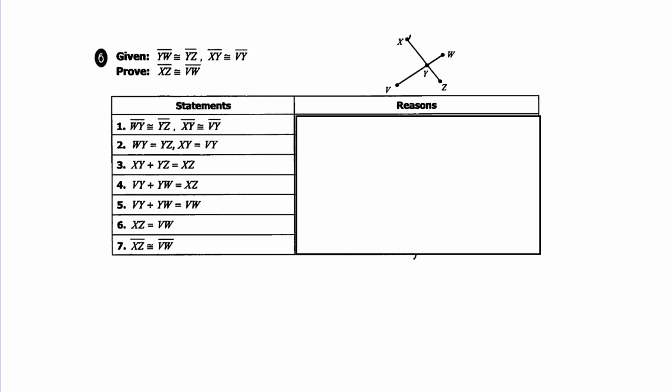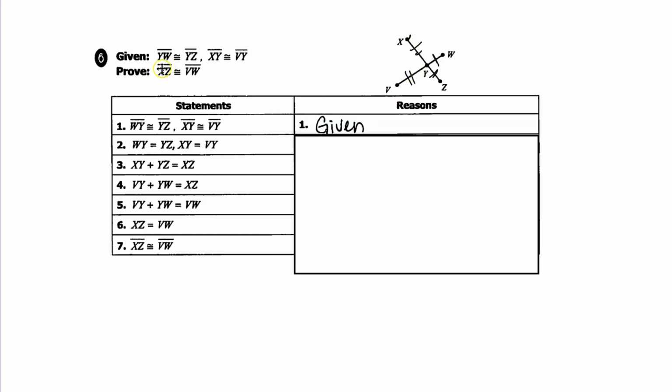All right, we have two intersecting lines. It tells me that YW is congruent to YZ. And we have XY congruent to VY. So that is our given, which is what we start off with. We have to prove that segment XZ is congruent to VW.